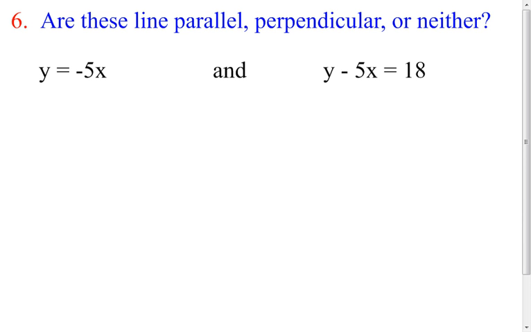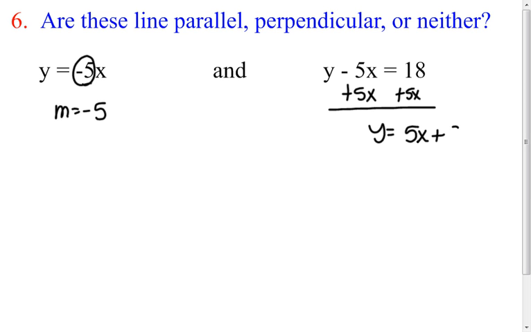Here's another one. Again, the one on the left does happen to be in y equals mx plus b form. So this tells me that my slope is negative 5. The one on the right is not in y equals mx plus b form, so I will add that to the other side. And I have this. And here my m is positive 5. So when I look at my two m's, they are opposites of each other.